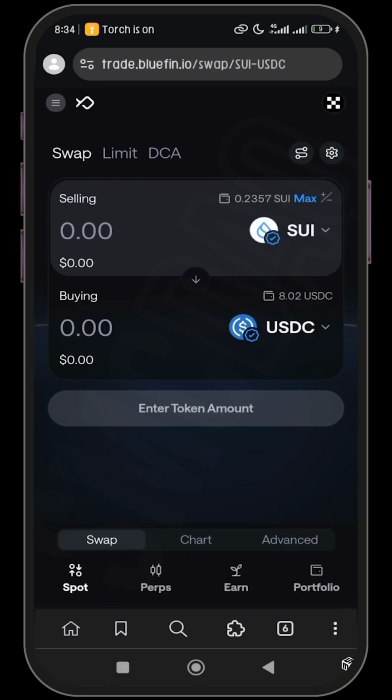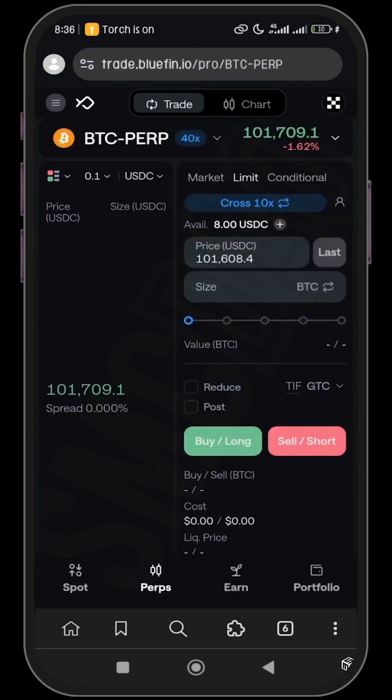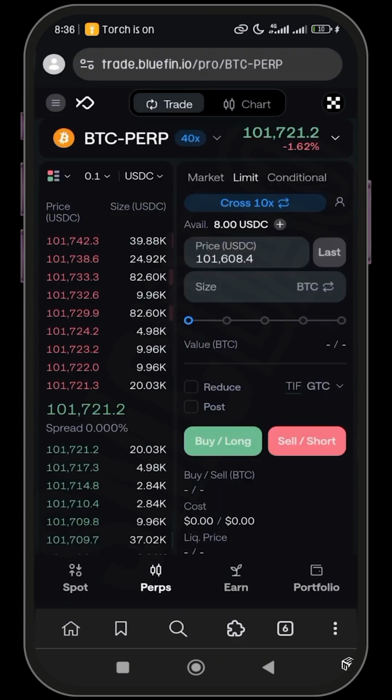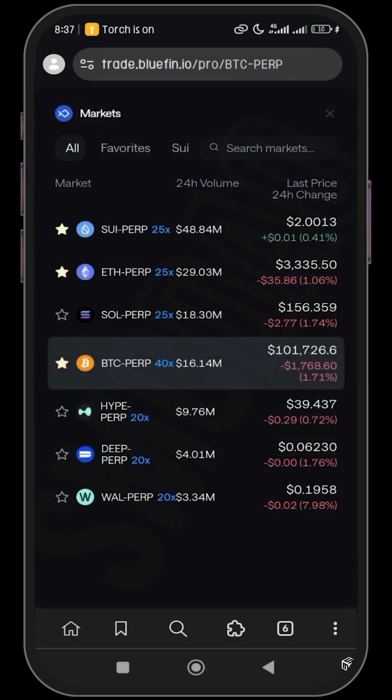Now let's open a perp position with the USDC we just swapped. Tap on the Perp tab at the bottom. Now let's quickly run through the interface before we place the trade. At the top we have the pair which is currently on BTC. Tap on it to see all tokens available to trade on Bluefin. You can also see the maximum leverage you get for trading them.